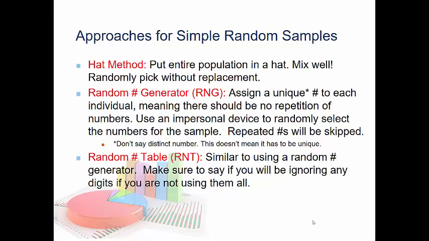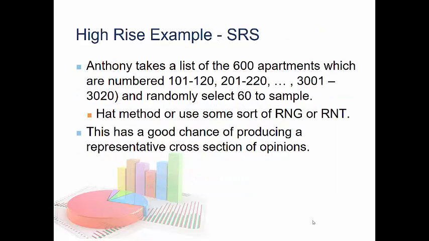Also be careful about using the word distinct number. We need to say unique, all right? Because distinct doesn't necessarily imply unique. You can do the same thing with a random number table, same as a random number generator. So you could say, okay, I'm going to take six digits off the random number table, and that's my student ID. If it's not available, we'll skip it. And if I've already gotten it, I will skip it then too. So bring up both those situations.